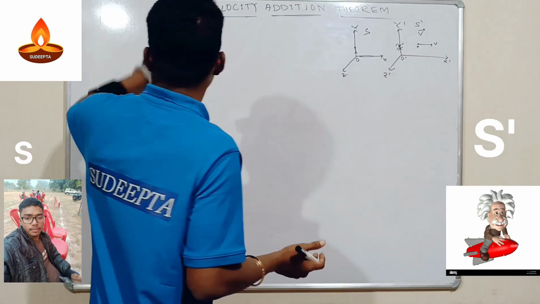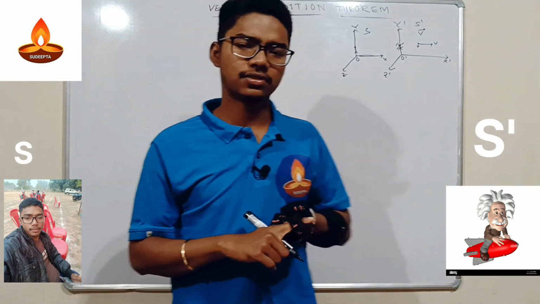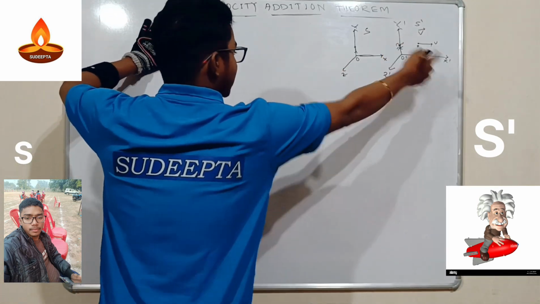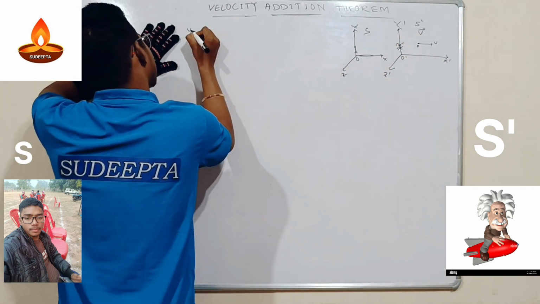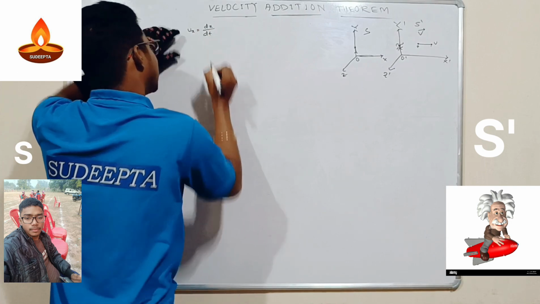Okay. We know there is a relation between displacement and velocity. The velocity is known as the rate of change of displacement. We can say that if you take the x-axis component, ux is equal to dx upon dt. X is the displacement here.